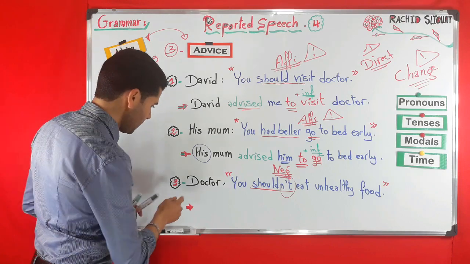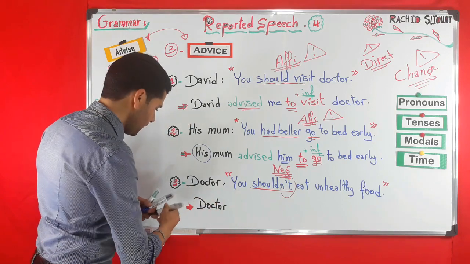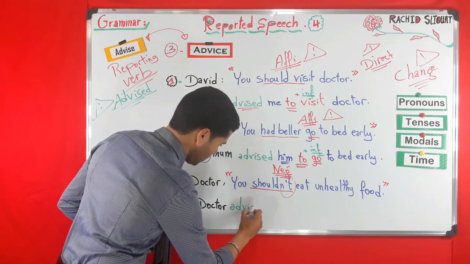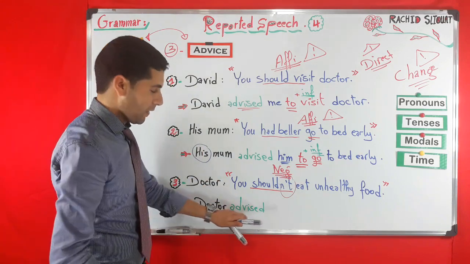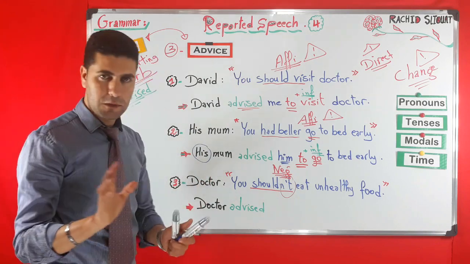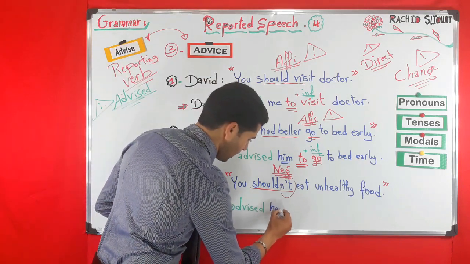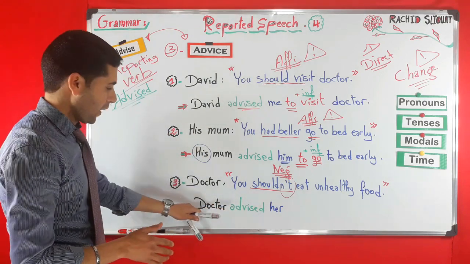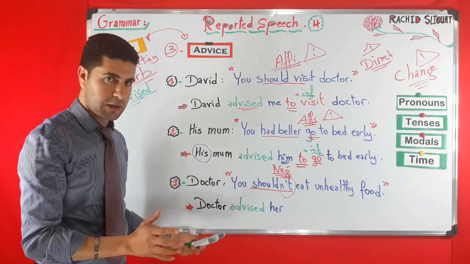Very simply, we start with the doctor. The reporting verb, very simply, is advised. The doctor advised. Now we need the object. The doctor advised someone, a patient, maybe Tom, maybe me, maybe him, maybe her, etc. So very simply we can say the doctor advised her, or the doctor advised a patient, the doctor advised Tom. It depends on to whom the doctor is giving this advice, alright?